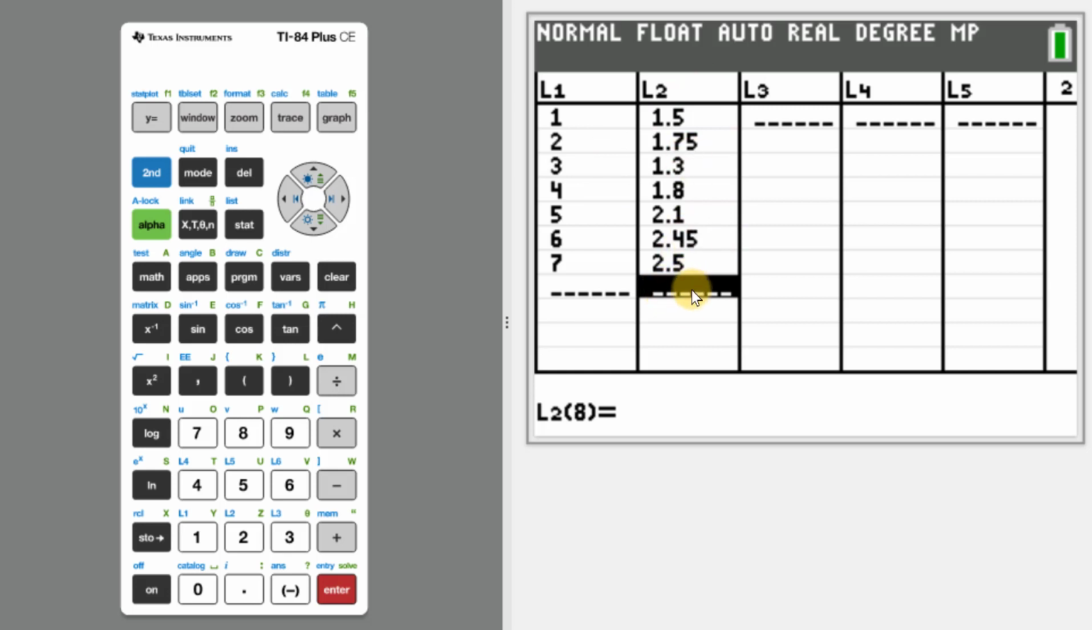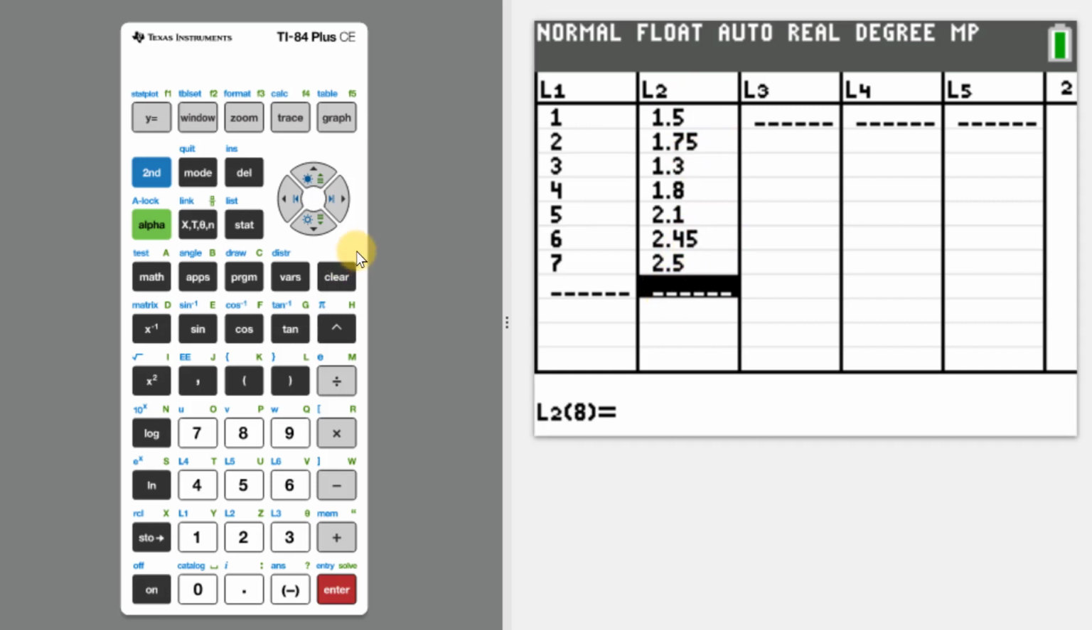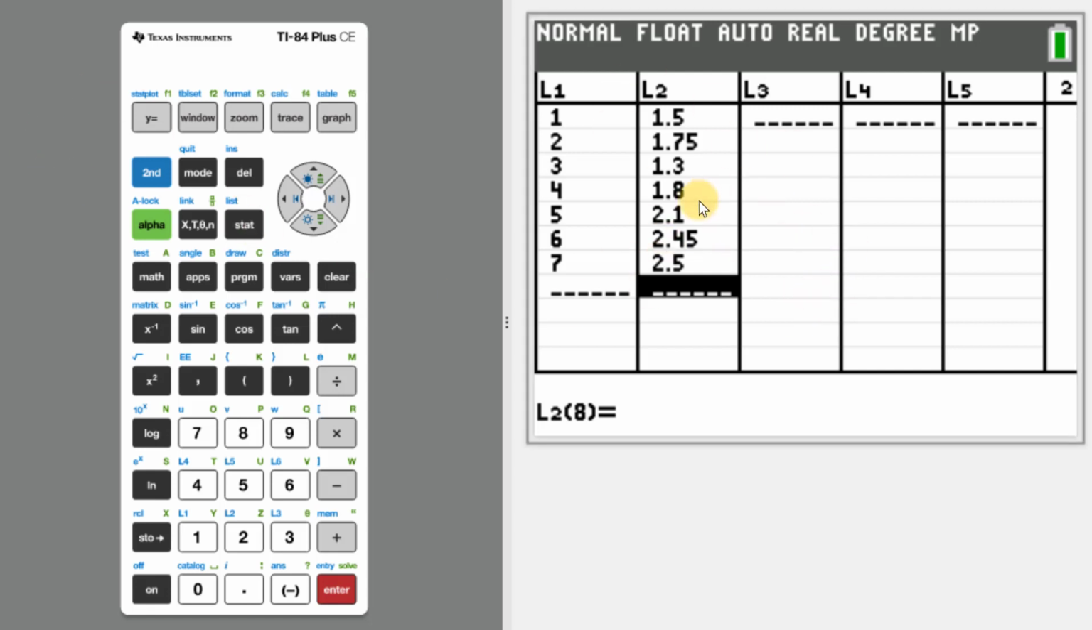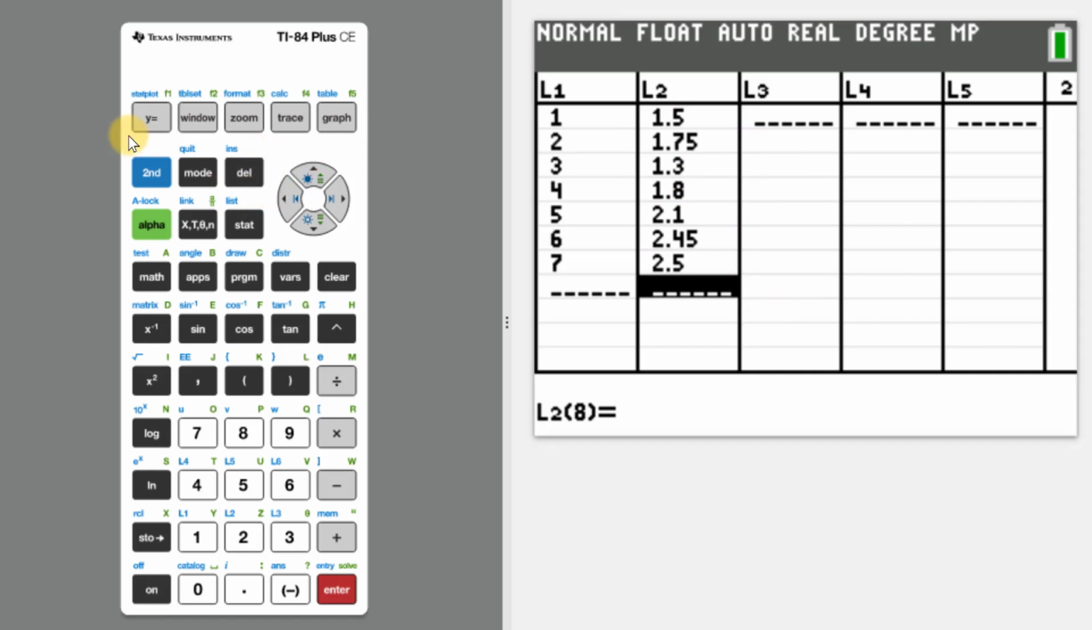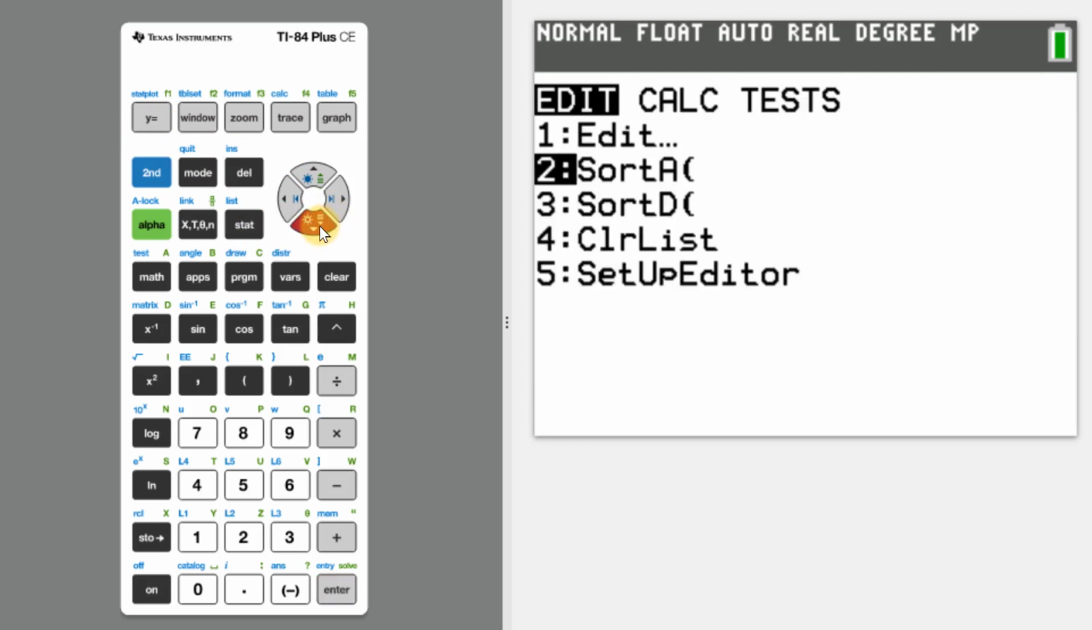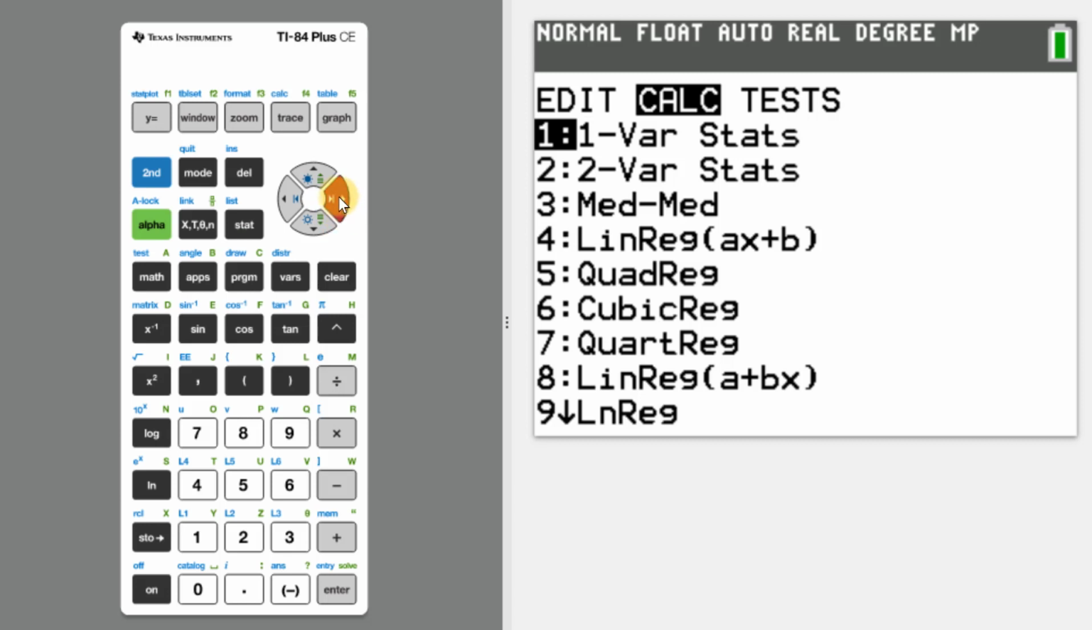What we need to do here is figure out what this data looks like and what type of regression is going to be best for this case. So if we go to stat calculate, we can try linear regression first. Let's try that.